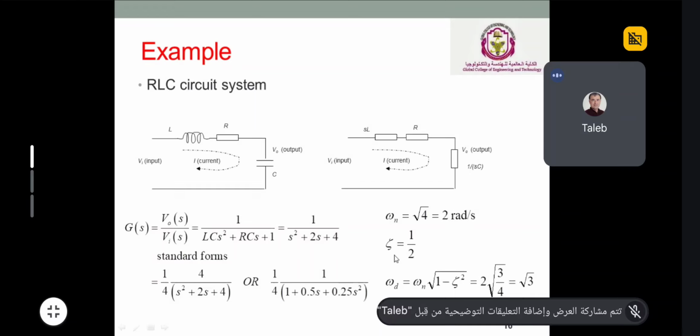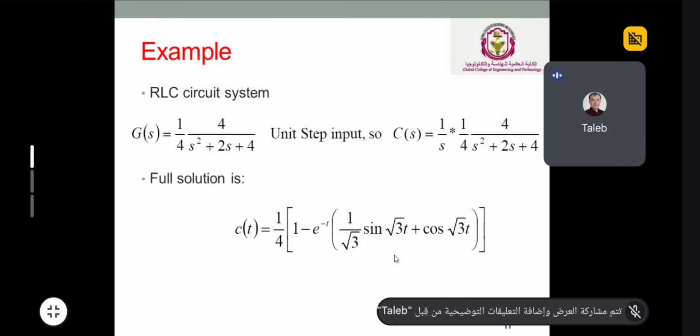Next class, I will explain it in handwriting. I will give you an example to find this, and I will solve that example, just to show you the step by step. You should find omega n, zeta, and omega d. If you have these three, then you can put these numbers in that equation here.